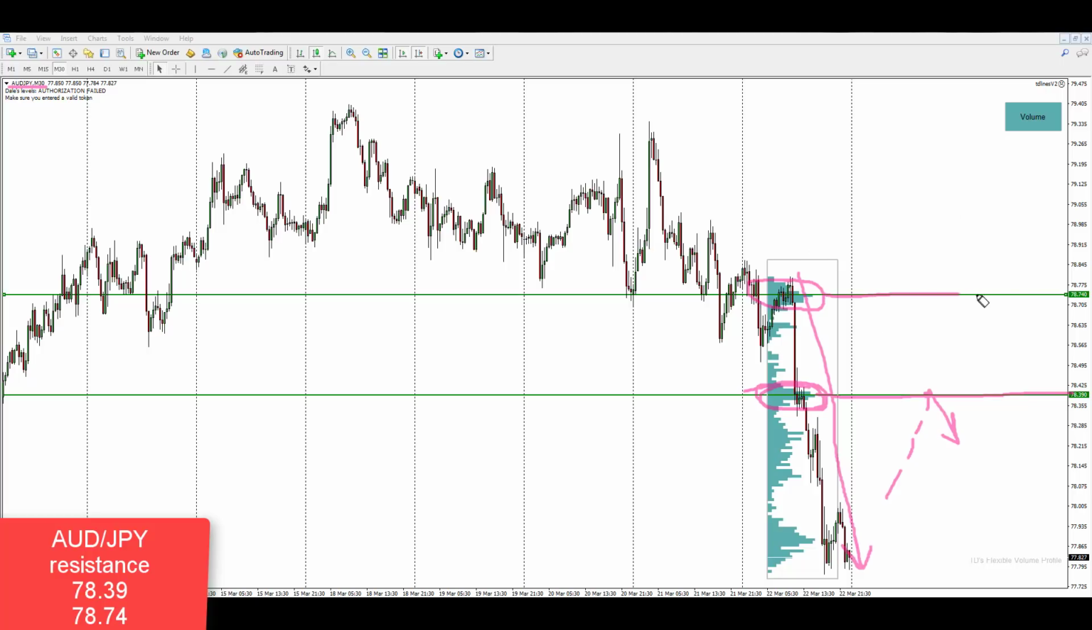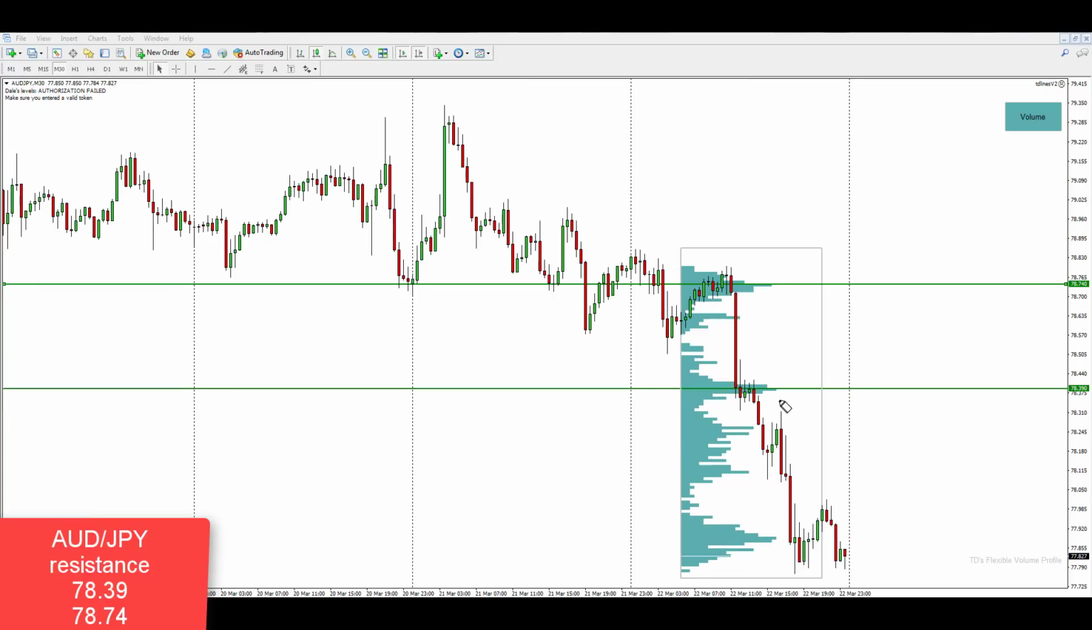The second resistance zone is right there at 78.74, and it's based on those volumes which got accumulated right before the start of this strong selling activity. So I think that the sellers who initiated this strong sell-off were building up their positions in this rotation, and afterwards they started pushing the price downwards. So when the price makes it back to this level again, I think that those sellers will be defending their selling positions and they are likely to push the price downwards.